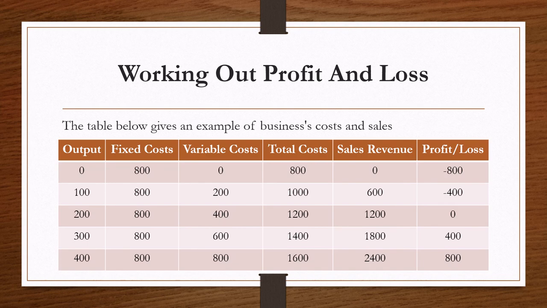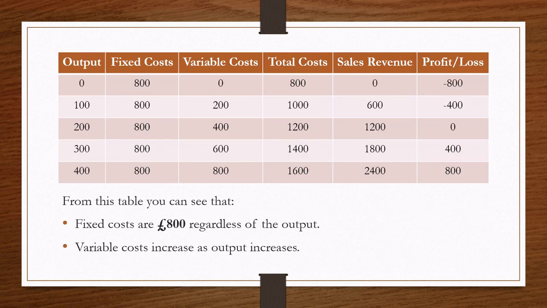Working out profit and loss. The table below gives an example of a business's costs and sales. It shows output, fixed costs, variable costs, the total costs, sales revenue, profit, and loss. From this table you can see that the fixed costs are €800 regardless of the output, and the variable costs increase as the output increases.